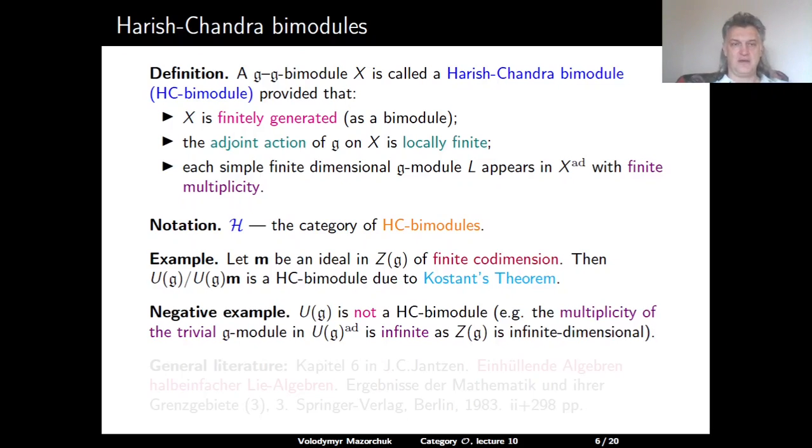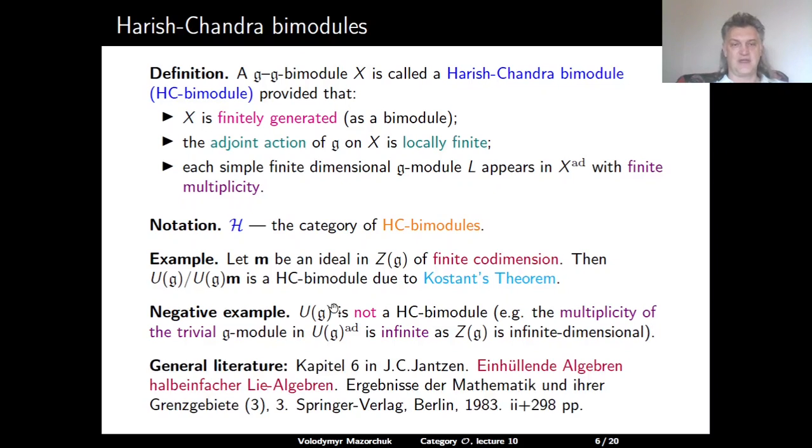So the universal enveloping algebra itself is not a Harish-Chandra bimodule, as already mentioned, because the multiplicity of the trivial module is infinite, since the center is infinite dimensional. For more details about Harish-Chandra bimodules, the best place to consult is Chapter 6 of Jantzen's book Universal Enveloping Algebras of Semi-Simple Lie Algebras from 1983.